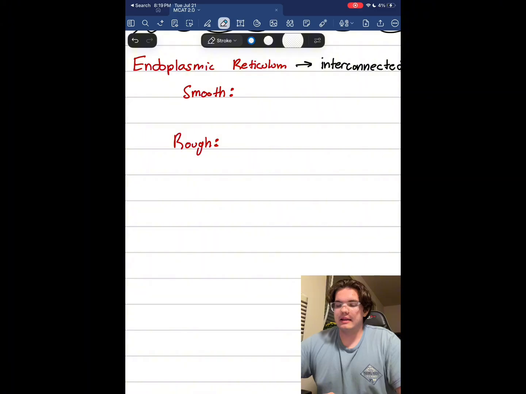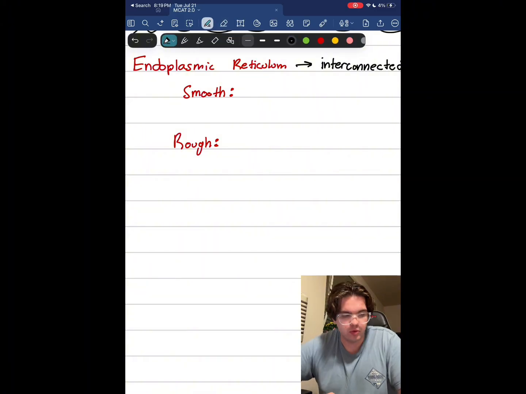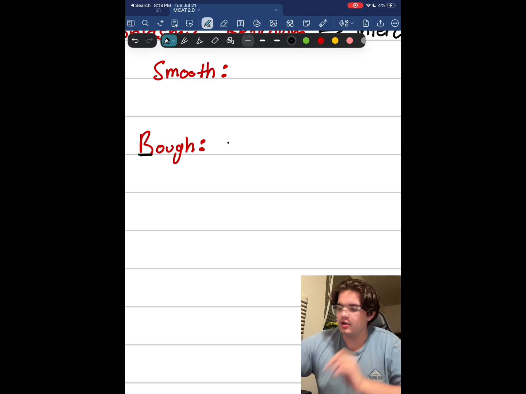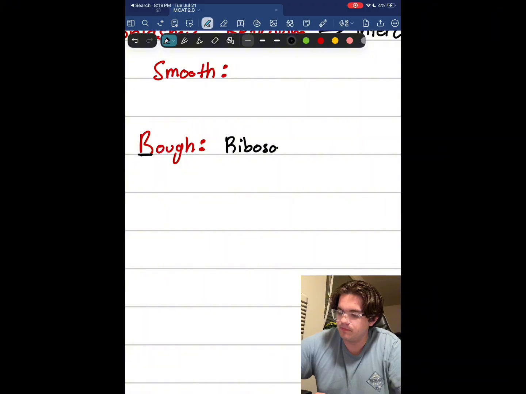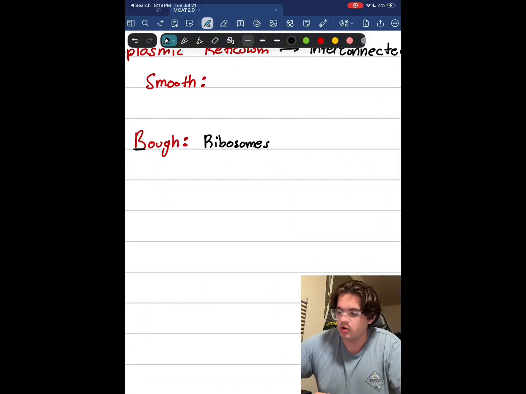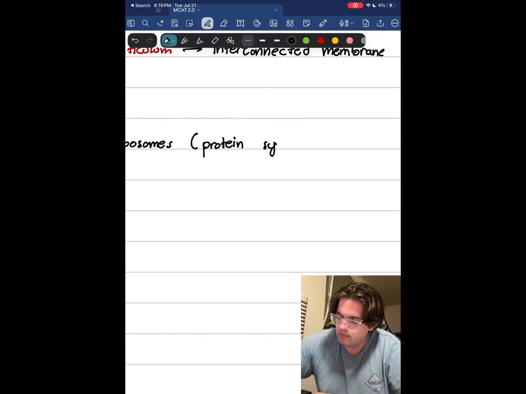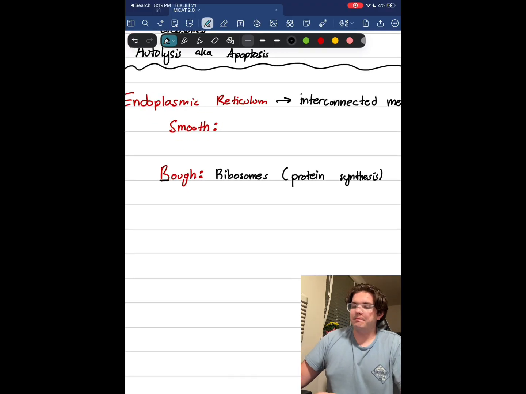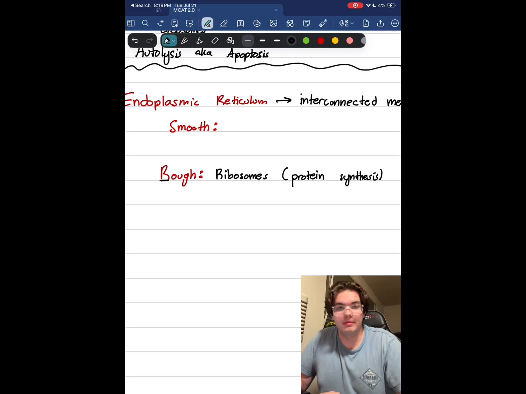So what makes an ER rough versus smooth? Really easy. Rough starts with an R, so we know that in the rough endoplasmic reticulum, we are going to have ribosomes. Quick review of what ribosomes are: protein synthesis, right? It translates mRNA to proteins. Okay? Now, that's all you really need to know about the rough endoplasmic reticulum.